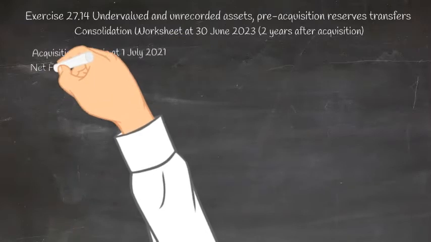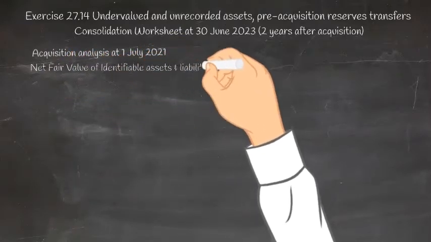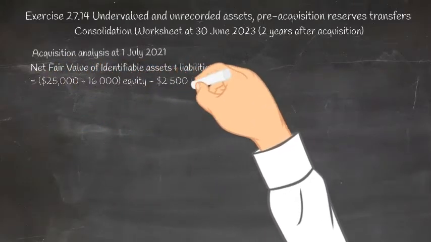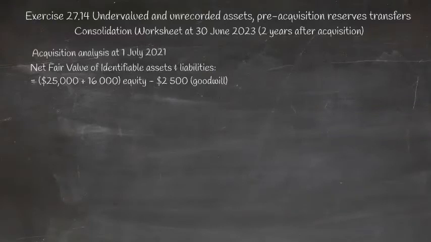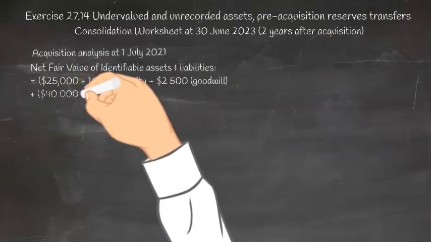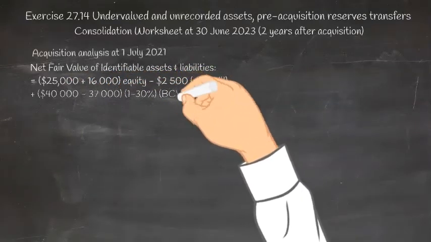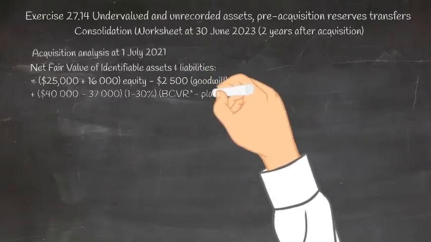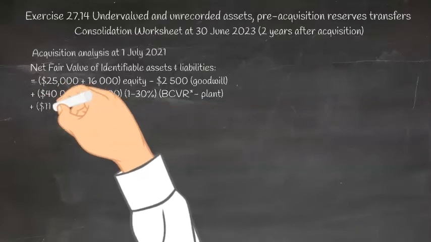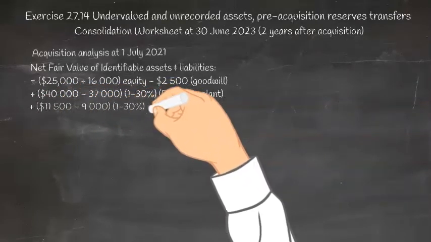First, let's look at the acquisition analysis. There is share capital of 25,000, retained earnings of 16,000. You have previously recorded a goodwill of 2,500, therefore this needs to be deducted. The carrying amount of plant was lesser than the fair value. This needs to be revalued up by 3,000 to the fair value. Therefore, the difference is added to the net fair value of identifiable assets and liabilities. The same applies to inventory, an upward revaluation of 2,500.